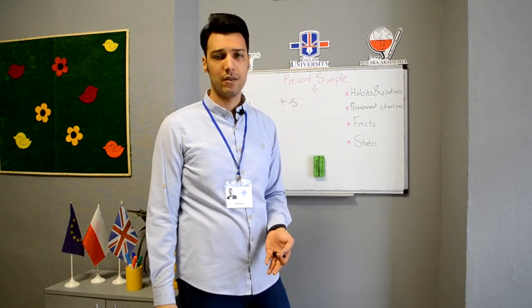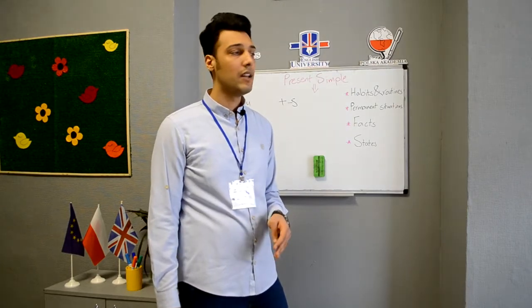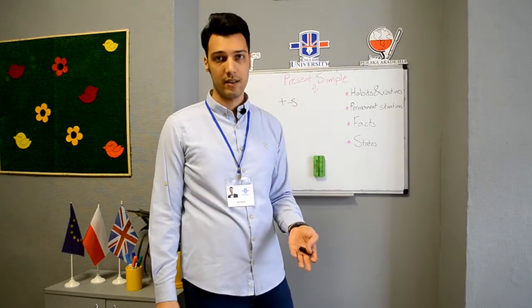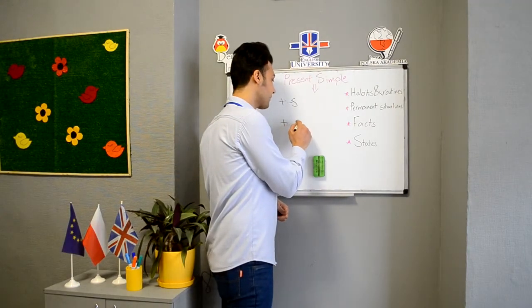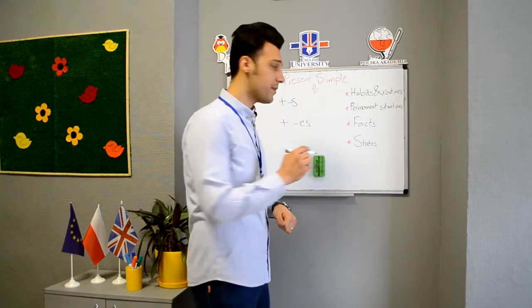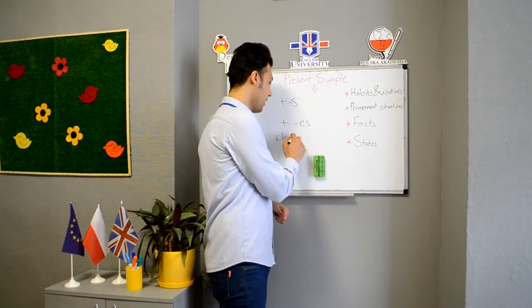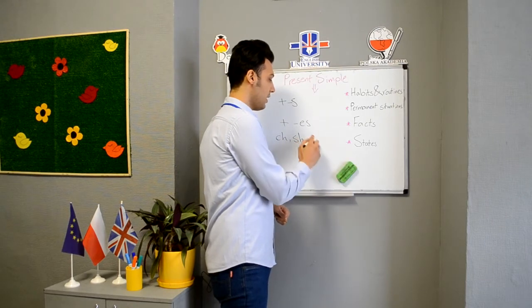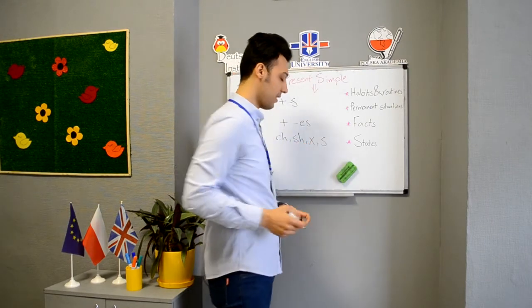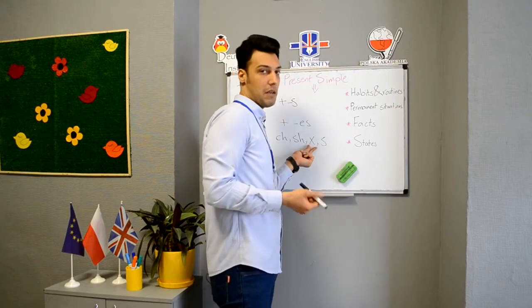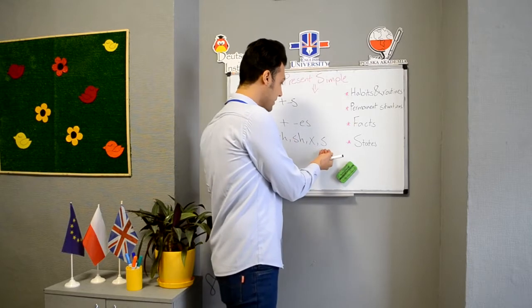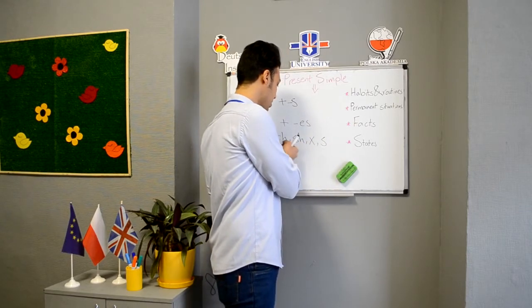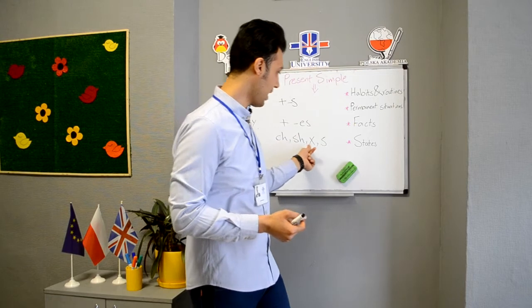Most of the verbs, like plays, talks, walks, we add s. For some of the verbs, we add es: the verbs that end in ch, sh, x, and s. These have the same sounds, so we have these letters s, x, sh, and ch, the sounds ch, sh, x, and s.